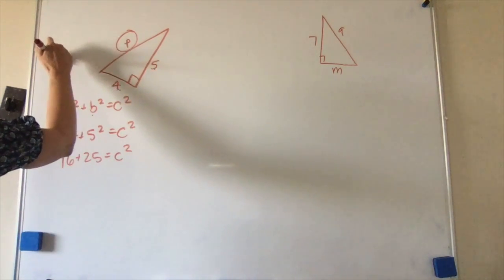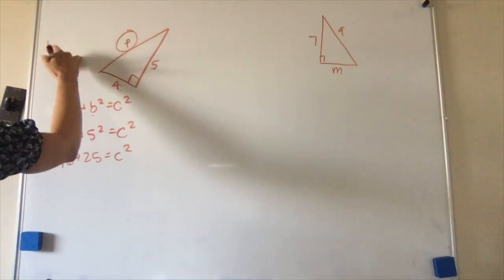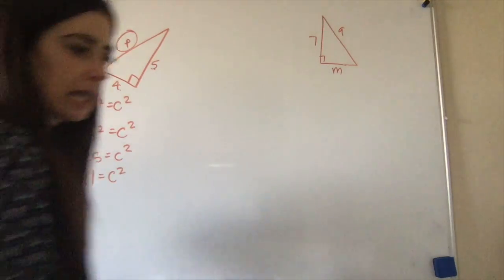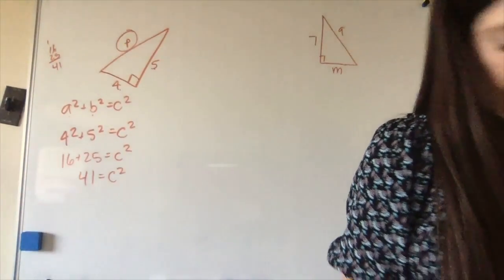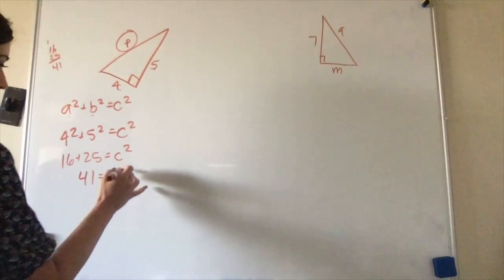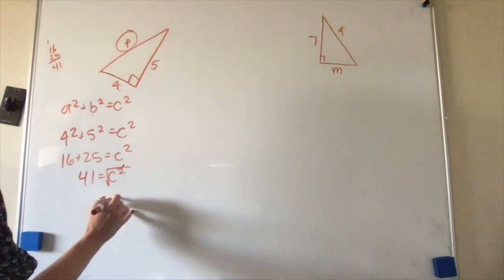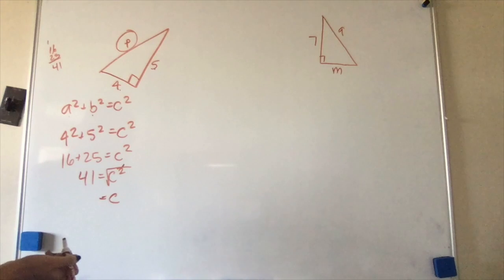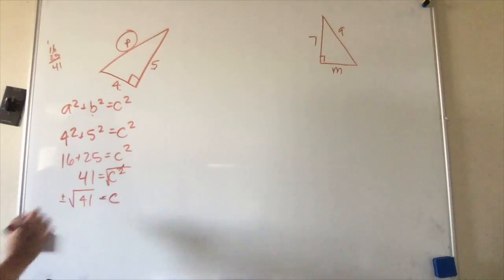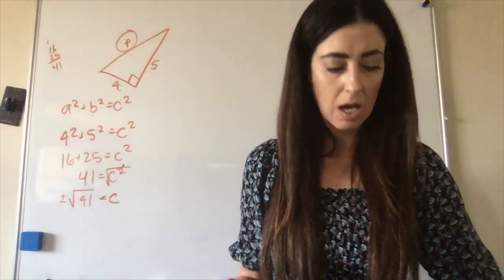See, 16 plus 25, we have 6 and 5 is 11, so 41. So we have 41 equals c squared. And then to find that, we need to take the square root of each side, right? So we're going to take the square root of c squared, and that cancels out. So we're left with c, which just means hypotenuse. And then we get plus or minus the square root of 41.